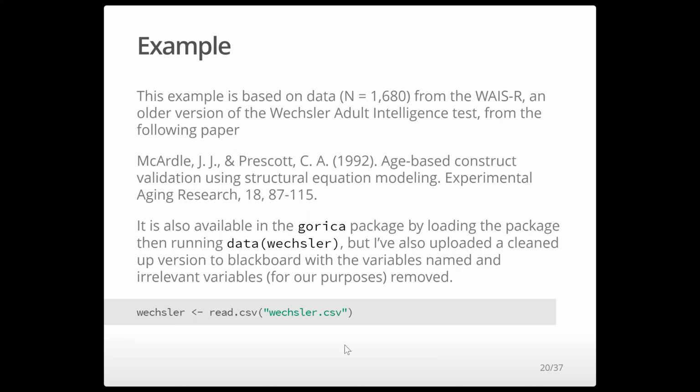The example we're going to look at today is based on data from the WAIS-R, which is an older version of the Wechsler Adult Intelligence test, which is an IQ test. This is from the following paper. It's actually available in an R package, which is where I got it. I just cleaned it up a little bit to make it easier for us to use.